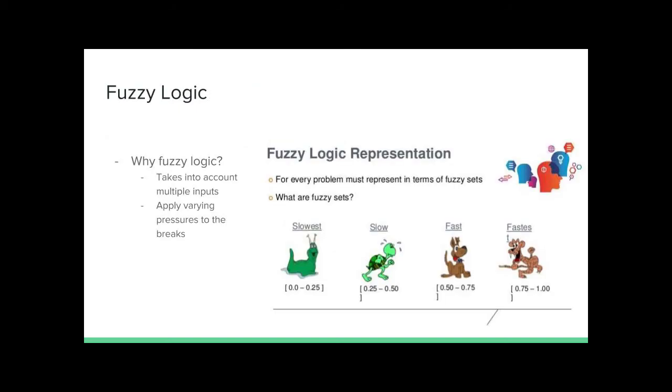This type of control system is a fuzzy logic control system. So why are we using fuzzy logic? Fuzzy logic takes into account multiple inputs, and instead of a Boolean method, which is just 0, 1, or true or false, we can take in values from a range of 0 to 1. So you can see in this diagram here that instead of slow and fast, we have slowest, slow, fast, and fastest. So we get a wider range of outputs. This allows us to apply varying pressures to the brakes.